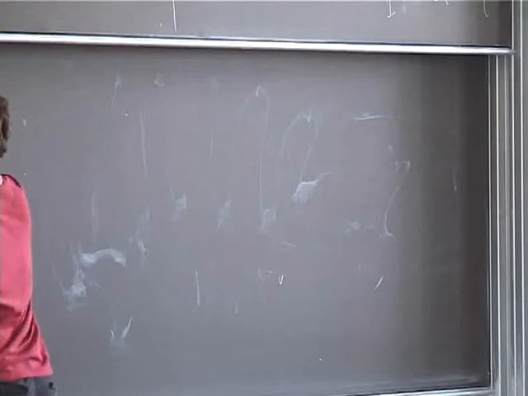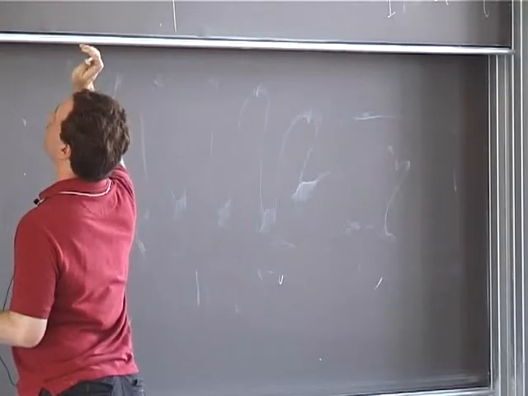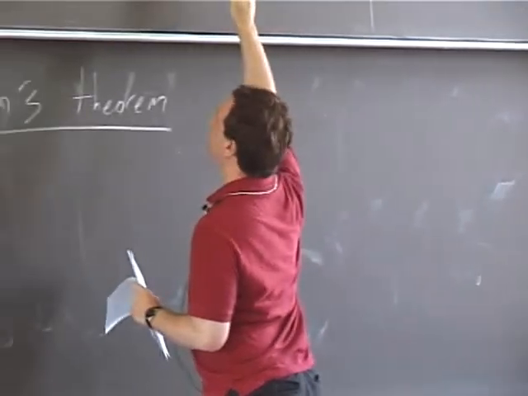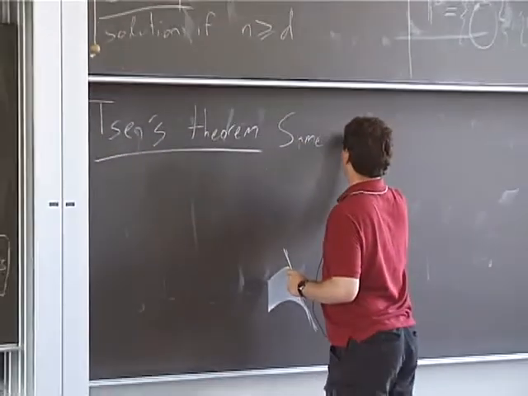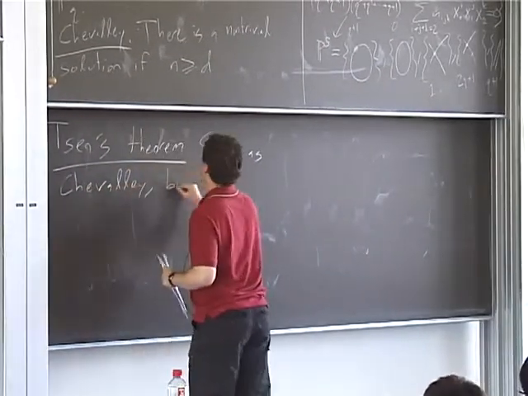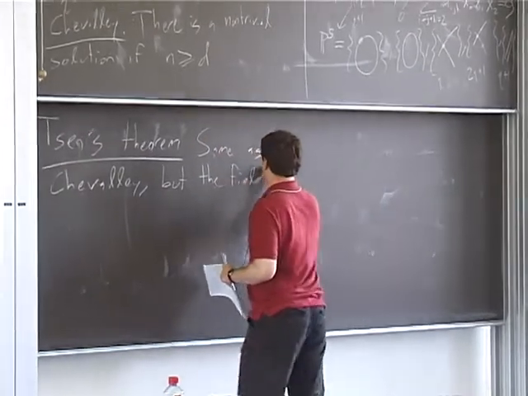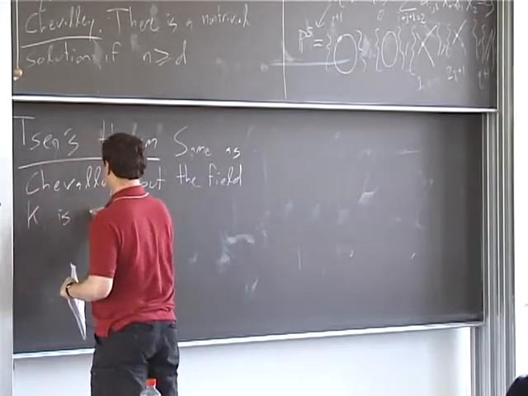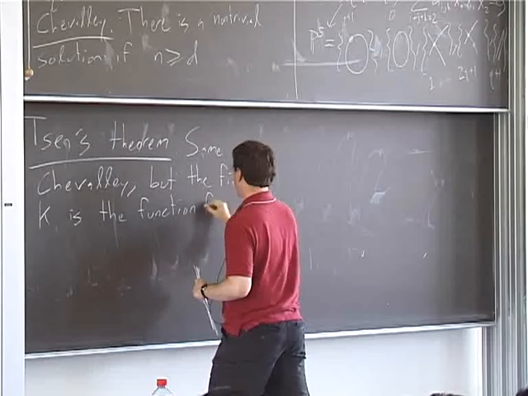And that actually led Tsen to his theorem, parameter counting, which I'll show you the proof of in just a minute. So Tsen proved the same theorem when you don't have a finite field, but you have the function field of a curve over an algebraically closed field. So same conclusion as Chevalley, but now the field K is the function field of a curve over an algebraically closed field rather than a finite field.